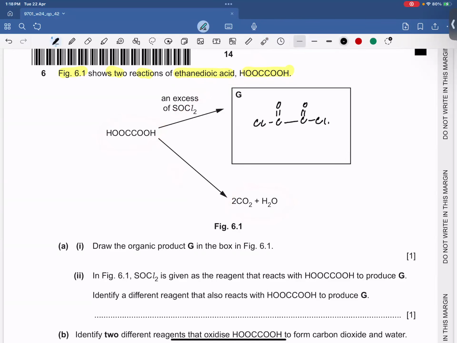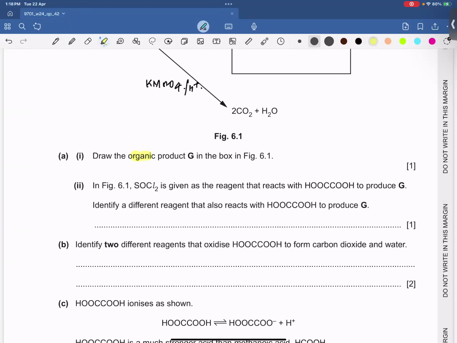So removing carbon dioxide, technically we are converting ethane dioic acid into carbon dioxide. So we need an oxidizing agent in the presence of an acidic medium. Draw the organic product G in the box in figure 6.1. In figure 6.1, SOCl2 is given as the reagent that reacts with this to produce G. Identify a different reagent. In place of thionyl chloride, I can use phosphorus pentachloride, PCl5.